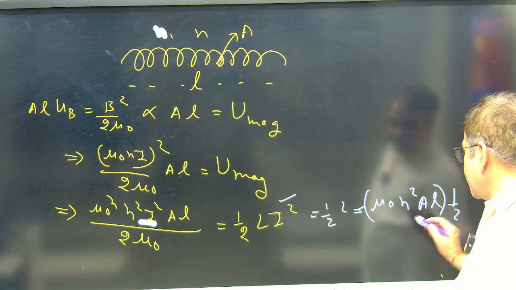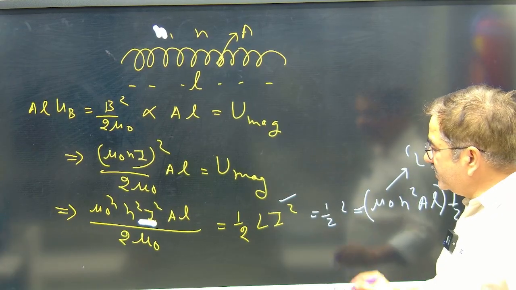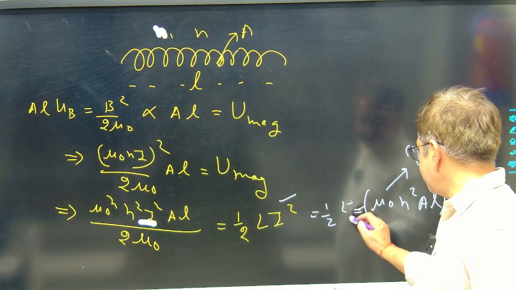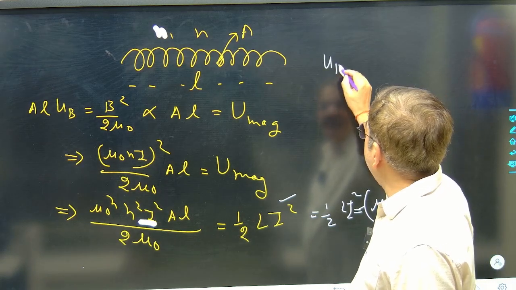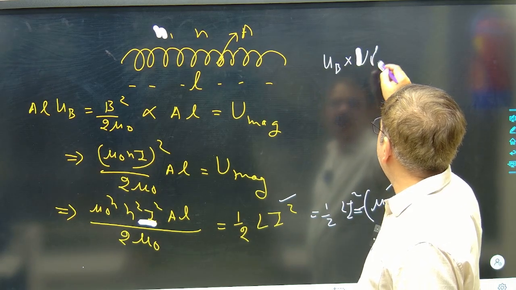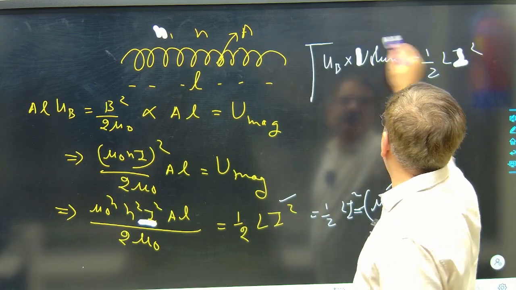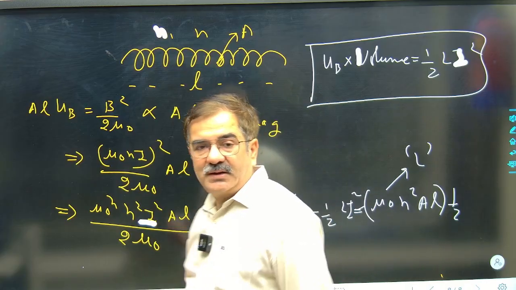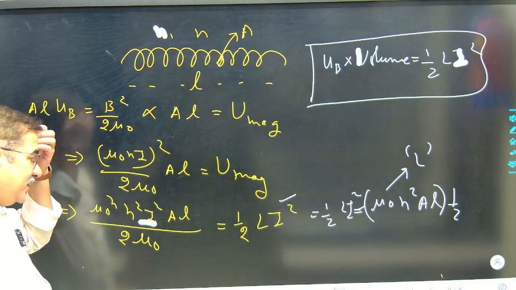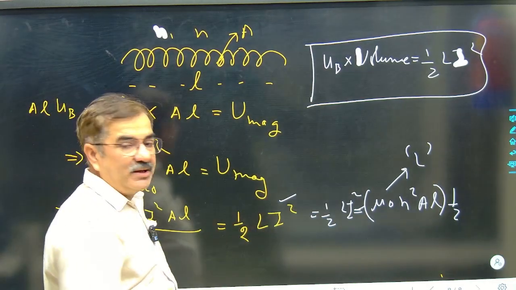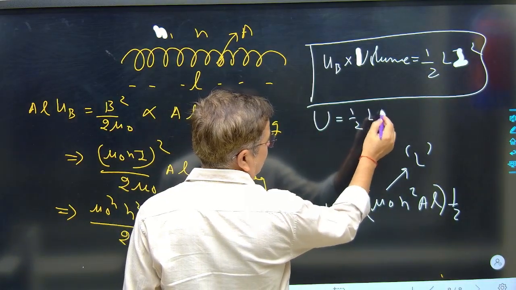Half L into I square, so this is the inductance L. You can very well see half L I square is the same value, meaning that the energy density into volume is half L I square. So this formula is quite frequently used for finding the energy. So these are the two methods for finding inductance. From here we can relate that the total energy U is equal to half L I square.